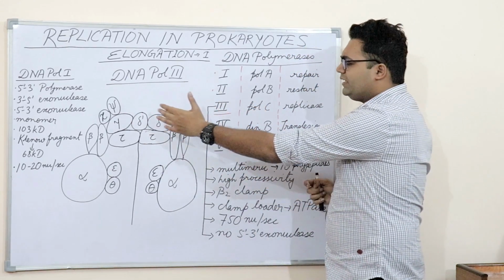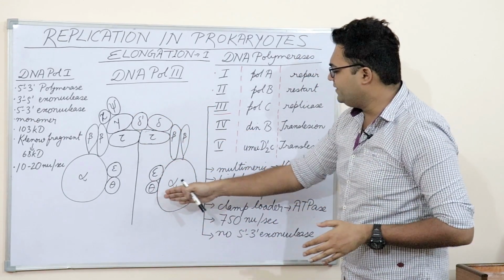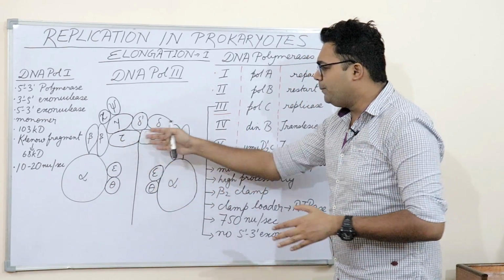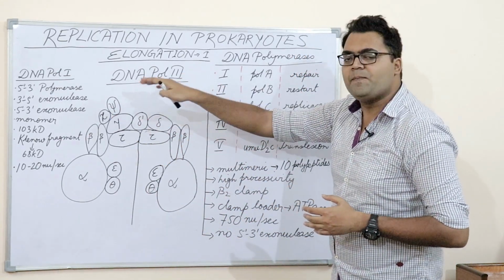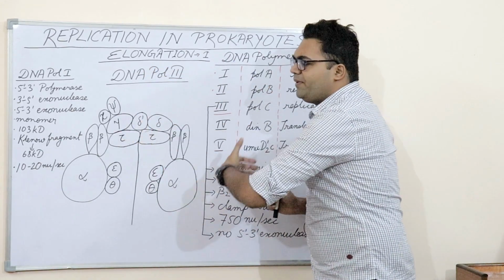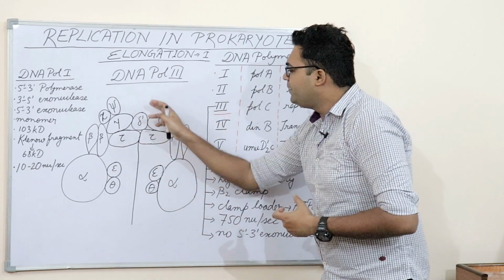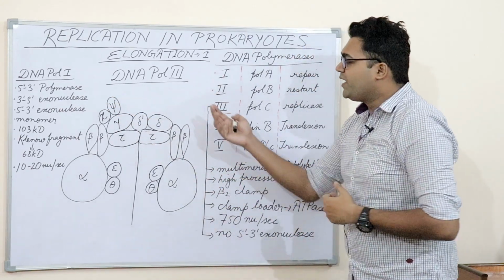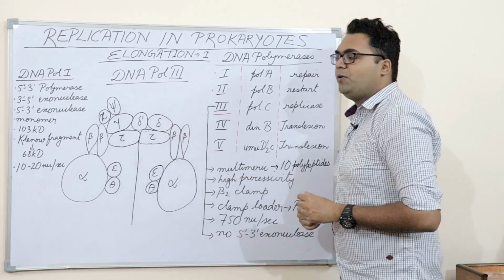You can see the distribution of the clamp loader is not symmetric. You can see alpha, epsilon, theta, 2 beta, 1 tau. Alpha, epsilon, theta, 2 beta and 1 tau are completely symmetrically distributed, half and half. But you can see the distribution of the clamp loader is asymmetric in nature. That's why this complete DNA polymerase 3 holoenzyme is also known as an asymmetric dimer. It is a dimer, but due to the asymmetric nature of the distribution of the clamp loader, it's known as an asymmetric dimer. Rest are symmetric except for the clamp loader.